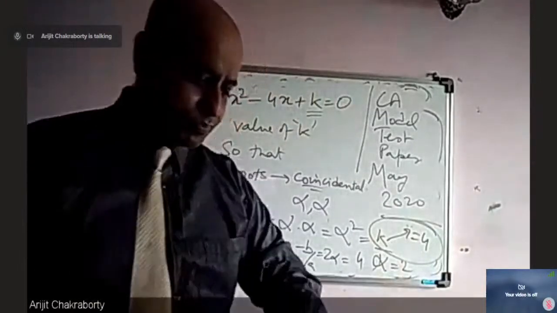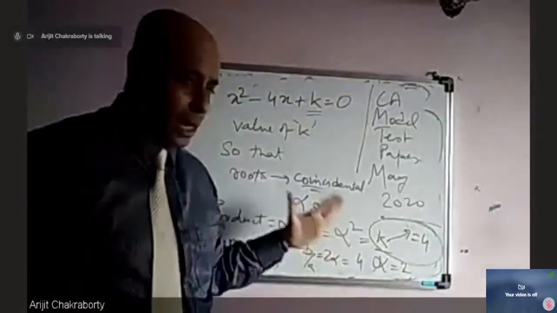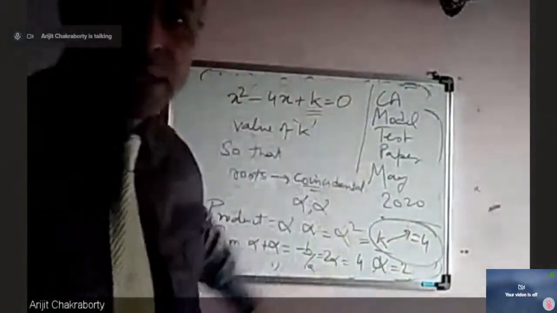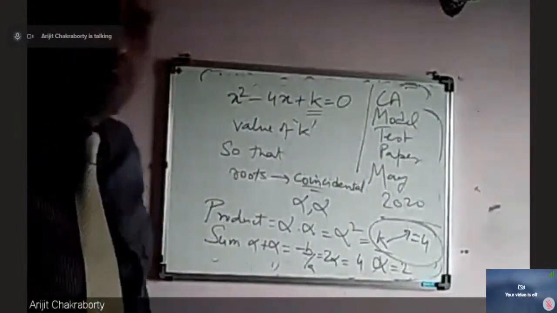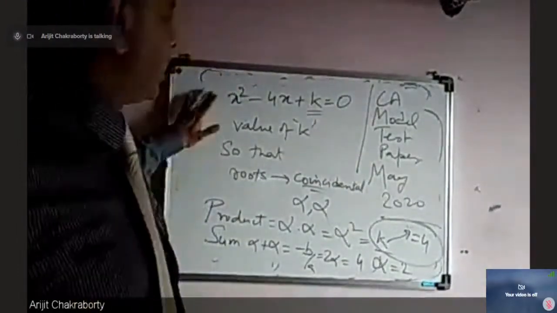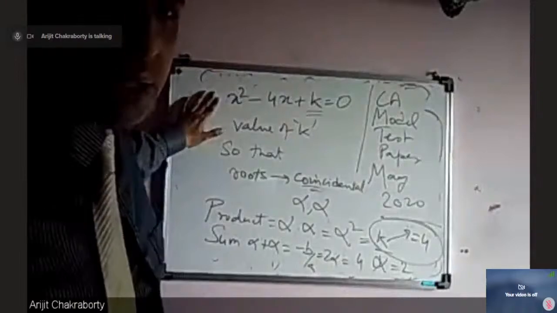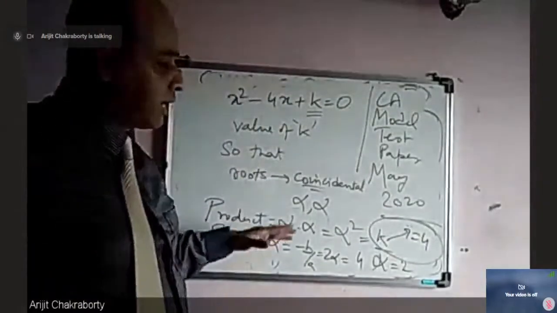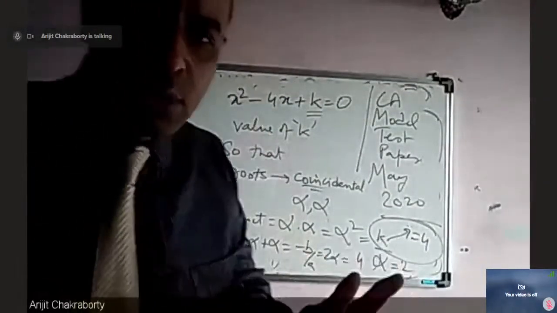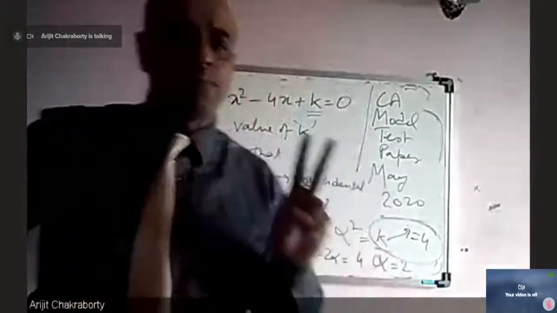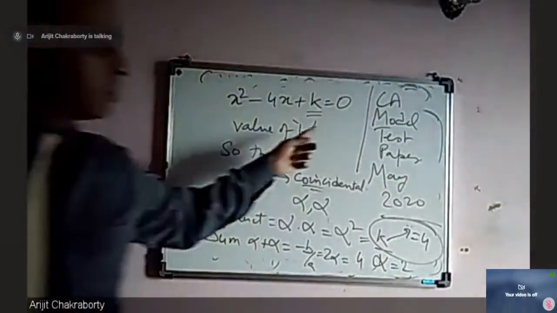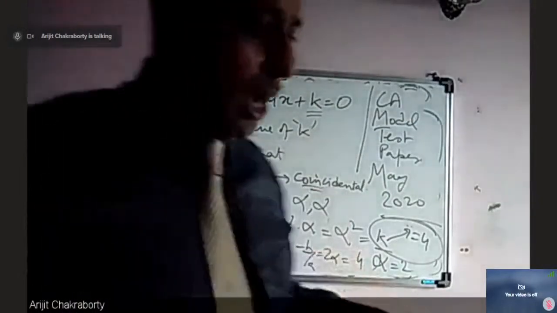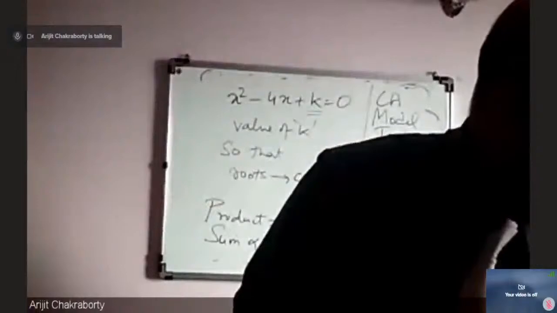Right? Okay. So I hope you have understood. This is the May exam model test paper issued by the ICAI. And you can see how the questions have come on alpha and beta. And just by using the two formulas, the sum of the two roots and the product of the two roots, we are able to get the answer. I will take one more before we end.